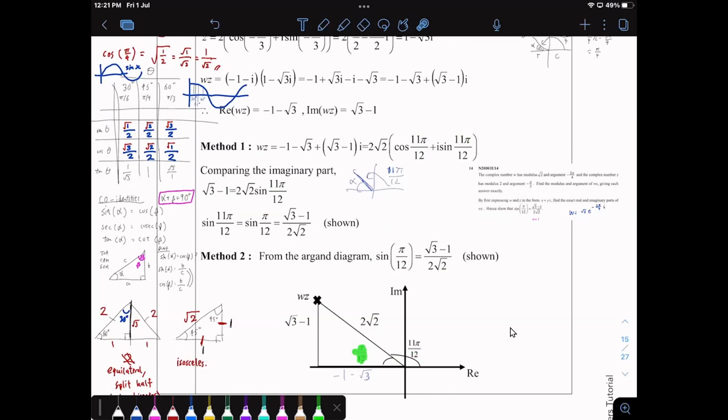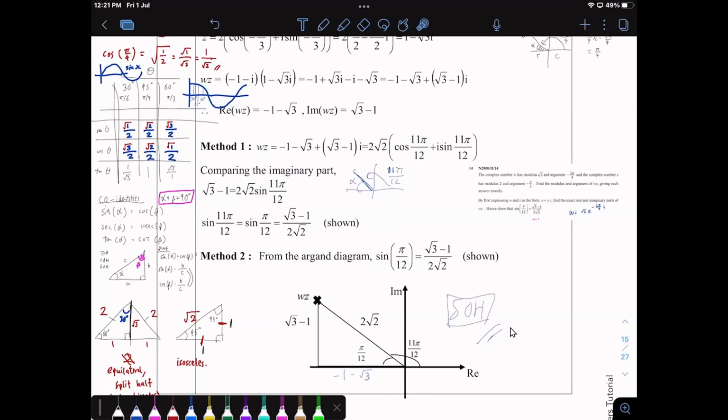What is sine pi over 12? So, opposite over hypotenuse. Opposite over hypotenuse, then root 3 minus 1 over 2 root 2. Can? Yeah, can. And then we are done. Shown. Exact value.